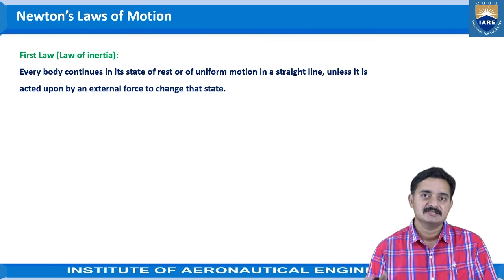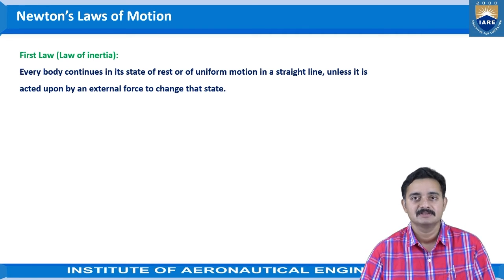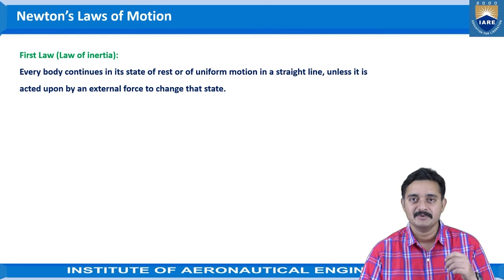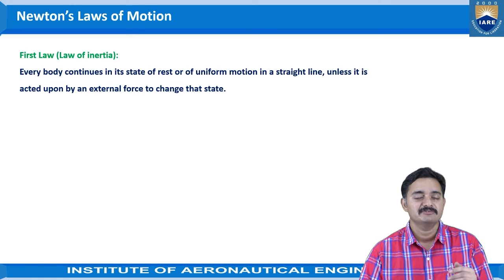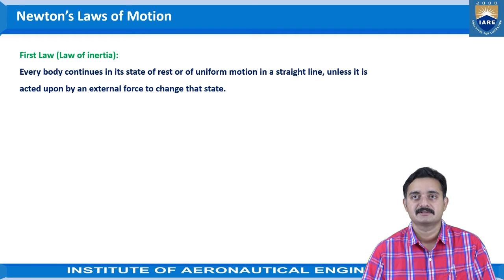For changing this direction or changing the state of rest or motion, a disturbance is needed for the system. Unless and until a separate or external force is acted upon it, the object will continue to be in its original state of movement or rest. That is Newton's first law.